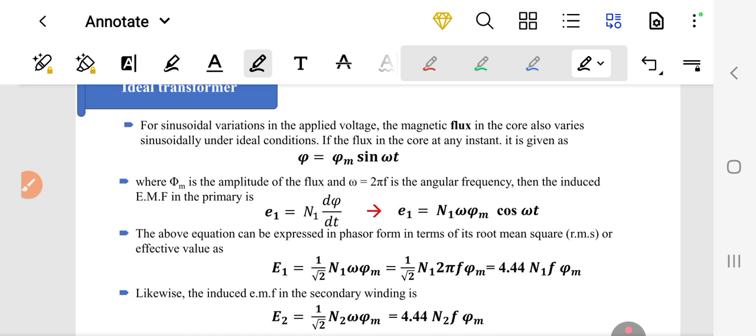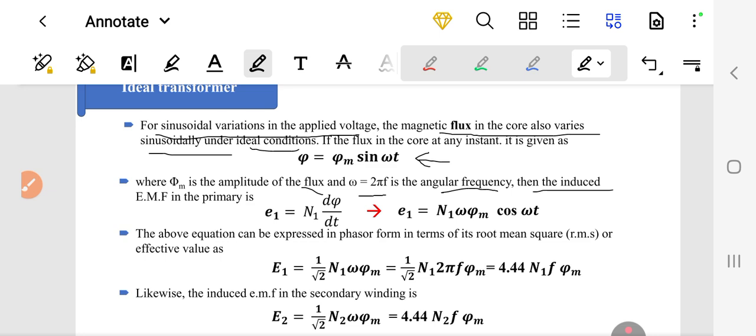For the ideal transformer, if we have a sinusoidally varying applied voltage, the magnetic flux in the core will also vary sinusoidally under ideal conditions. If the flux in the core at an instant of time equals phi maximum sine omega t, where phi maximum is the amplitude or the maximum value of the flux, and omega is the angular frequency in radians per second, equals 2 pi f, 2 pi times the frequency in hertz.